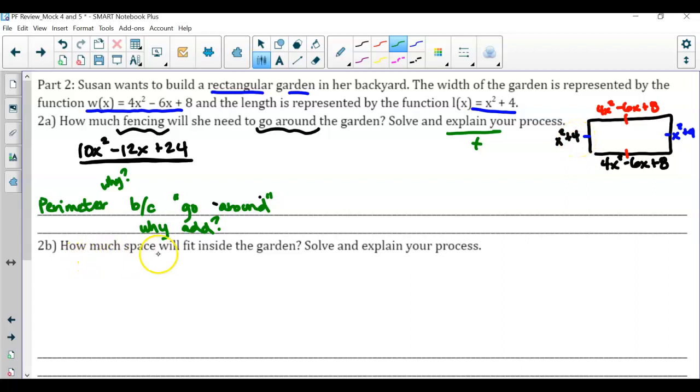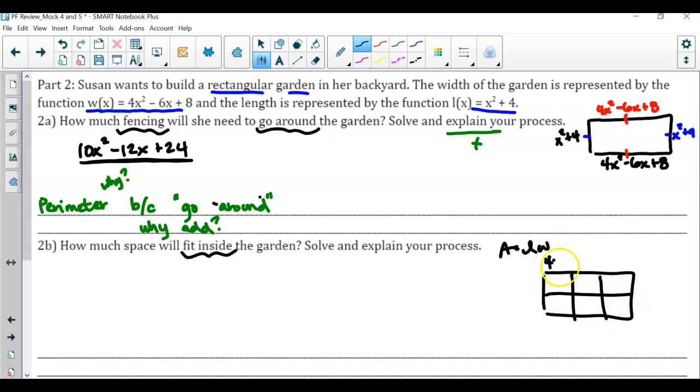Now, 2b, how much space will fit inside the garden? So now we're filling all of this inside here, which is the area, where area is just length times width. So again, here I need to set up my box method, my area model. So I've got my 3 by 2 here. I've got 4x squared minus 6x plus 8, then x squared plus 4. That's what we're multiplying here.